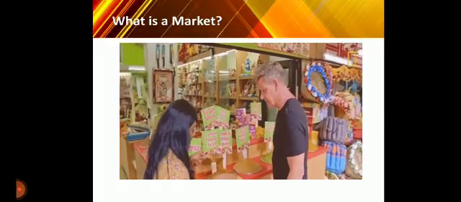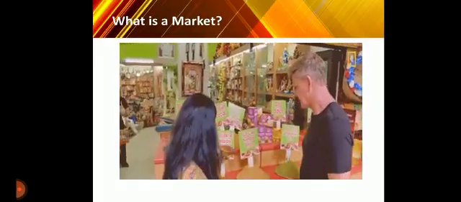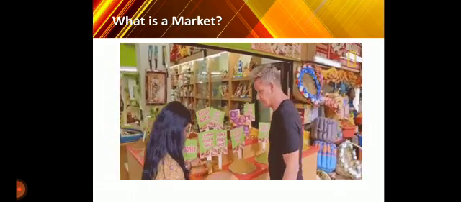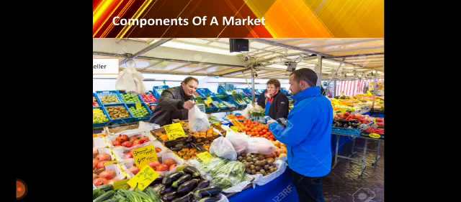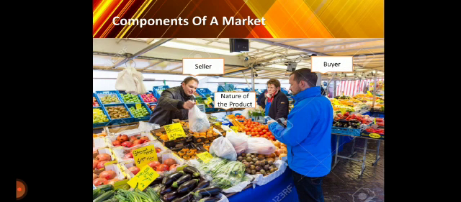What is a market? Market is a place where buyer and seller meet. Goods and services are offered for sale and transfer of ownership occurs. Components of a market. Who are the people involved in this transaction? We have a seller, we have a buyer, and in between them a product is being exchanged, and we should know the nature of the product. The product may be a perishable or a non-perishable item.